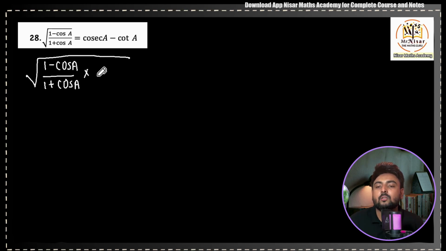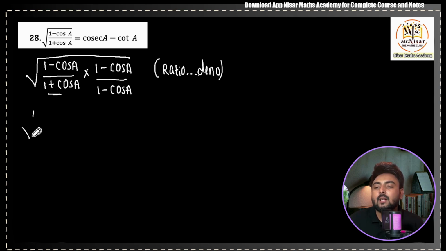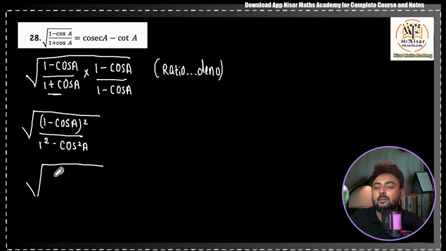So what will be the rationalization of 1 plus cos a? 1 plus cos a becomes 1 minus cos a upon 1 minus cos a. What we are doing is rationalizing the denominator. This I am writing for your understanding; you should write it in the paper as well. 1 minus cos a into 1 minus cos a will be 1 minus cos a whole square. Quickly you should solve this question. Before I solve this, a plus b into a minus b is going to become a square minus b square. Then the numerator will be as it is, 1 minus cos a whole square.